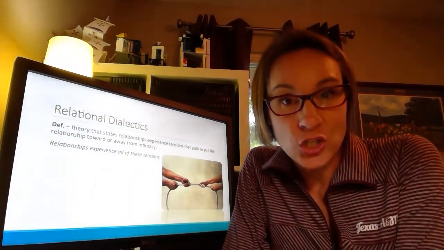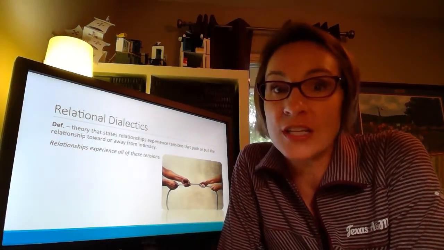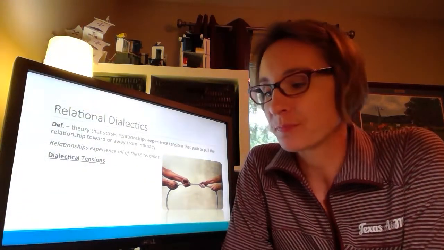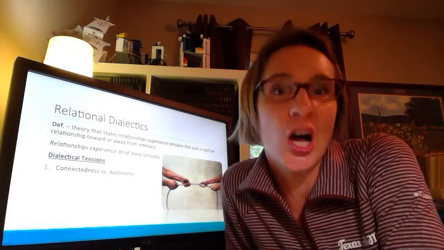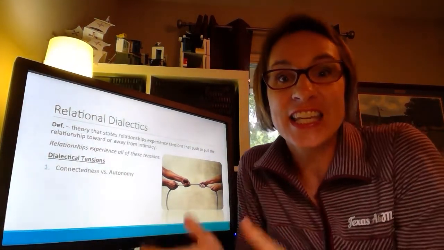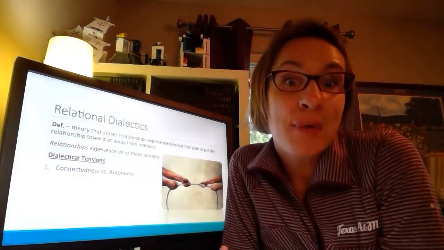So all relationships that are interpersonal experience all of these tensions that we're about to talk about. There are 3 tensions. Number 1 is called connectedness versus autonomy. And another word for connectedness is togetherness. And another word for autonomy is independence.